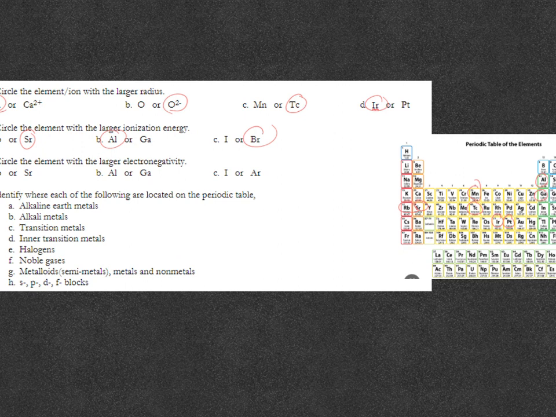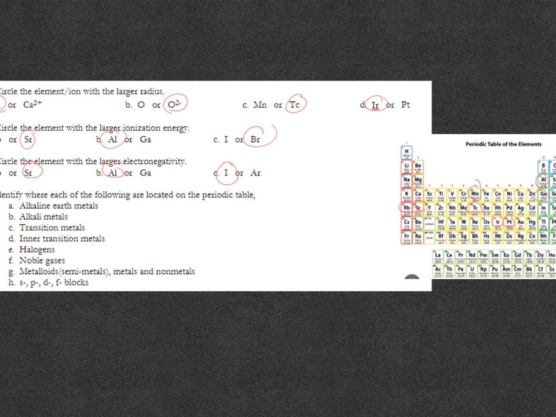For 26, larger electronegativity. They are the same trends as ionization energy, so it's going to be strontium and aluminum. But now I'm looking at iodine or argon. Well, argon's a noble gas. There is no electronegativity value. So clearly, iodine has the larger electronegativity. That's kind of a trick. It's an exception to the trend.